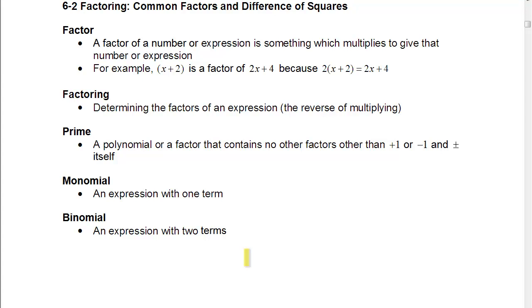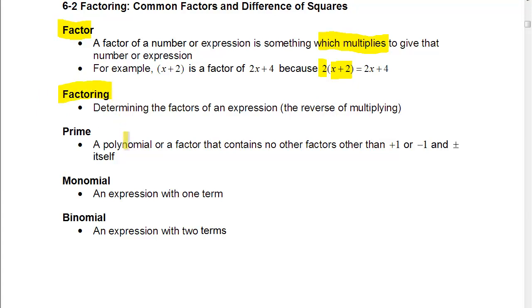In this video, we're going to look at factoring using common factors and difference of squares factoring. So a couple of terms that we need to remember first. We've studied factors, and a factor is something that multiplies to give a number or expression. For example, for 2x plus 4, 2 and x plus 2 are both factors, because if we multiply them, we get 2x plus 4.